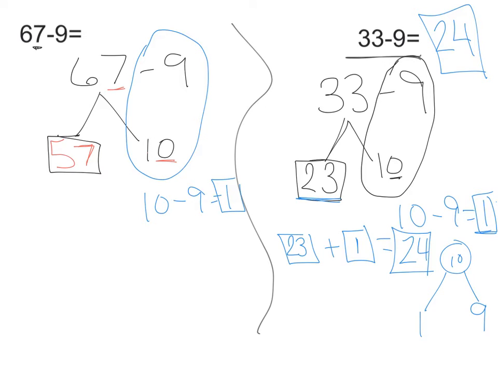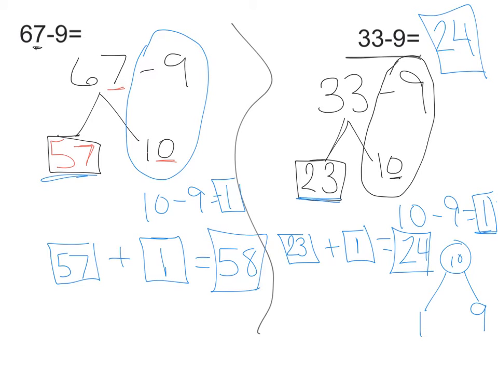What I would like you to do on your paper is add together your boxes. Start the video again when you're ready to continue. Okay, your boxes were 57 and 1. This problem is so much easier to solve. I know that 1 more brings me to 58.